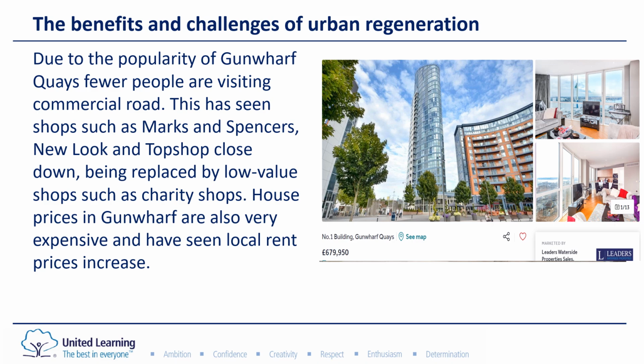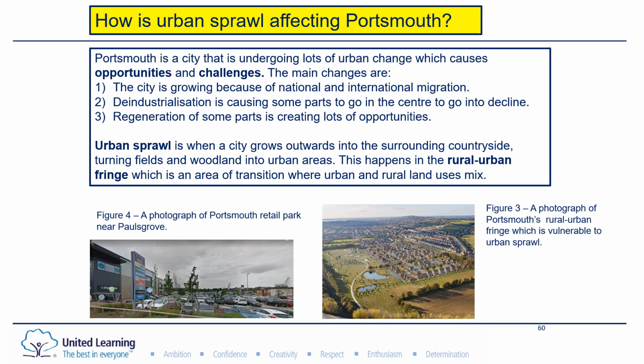In addition, Portsmouth is a growing city, and as Portsmouth grows, it grows into the countryside. Urban sprawl is when a city goes outwards into the countryside, building on greenfield sites and woodlands. What we can see here at the bottom is we've got examples of this. We've got North Harbour Shopping Centre, the retail park, which has been built on greenfield site, and we've got Harbour Place housing estate in Drayton and Farlington.